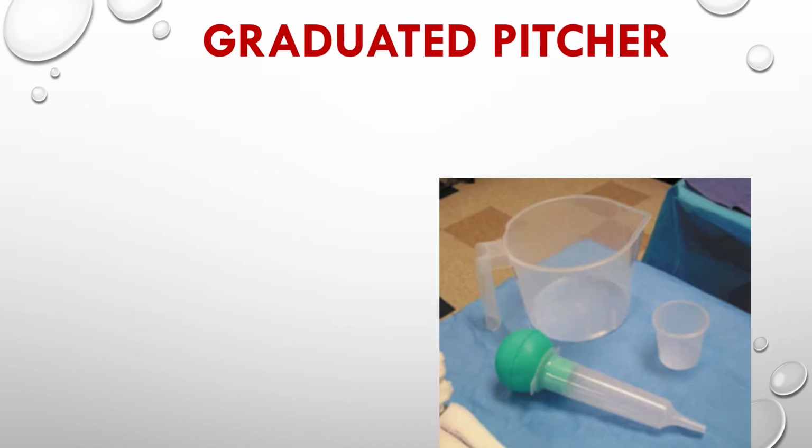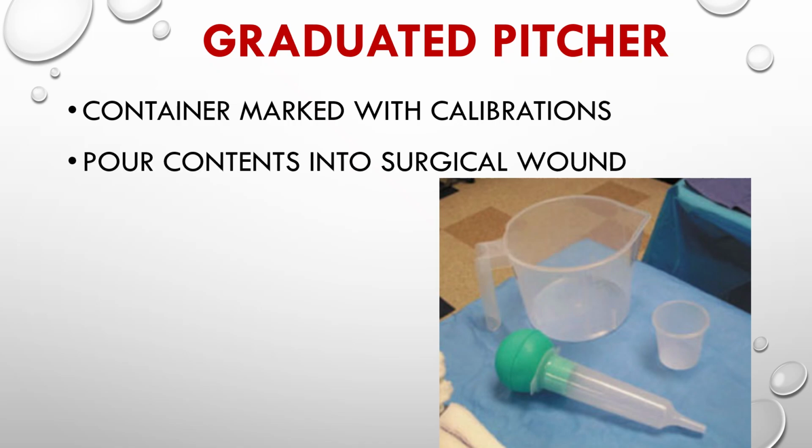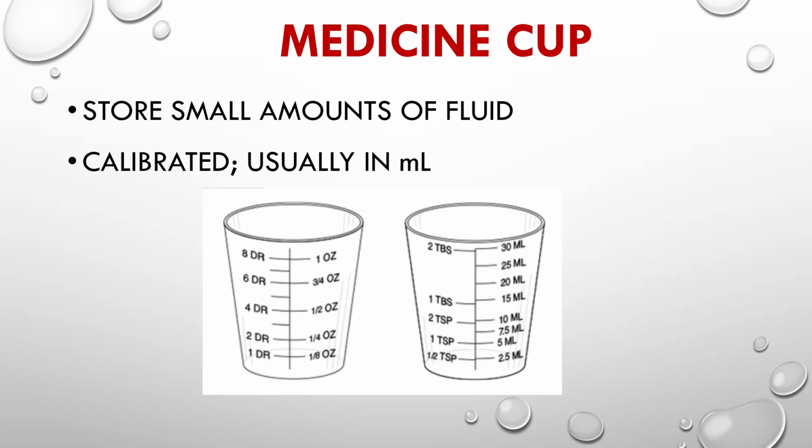All right, we also have graduated pitchers. So these are marked with calibration, so we know approximately how much fluid we are adding, and those are used to pour the contents into the surgical wound. So instead of an irrigation syringe, we're talking large wounds, so we need to actually pour it onto it. Typically, these hold about 1 liter.